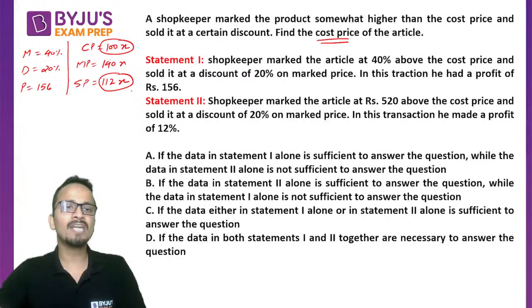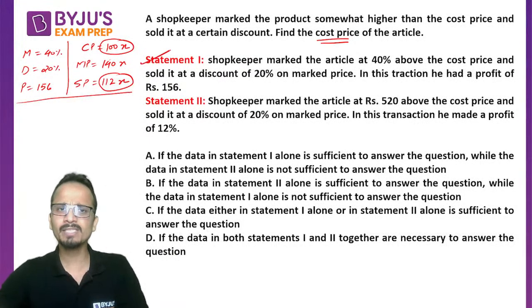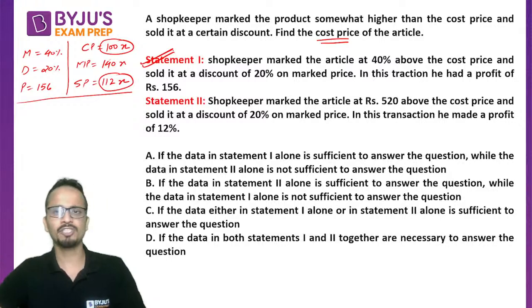So 100x and 112x, the difference is 12x. So 12x is equal to 156, the value of x will come to 13, and you will be able to get the value of cost price. So yes, statement number 1 alone is sufficient.